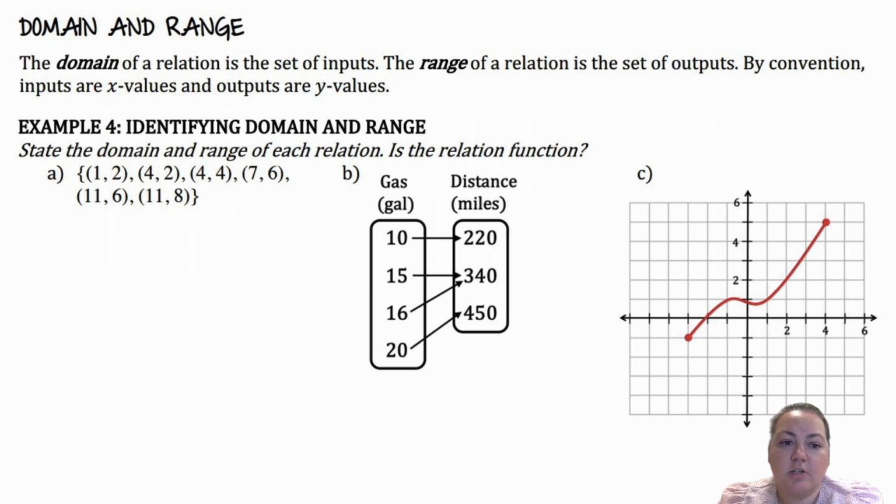Domain and range. The domain of a relation is the set of inputs, which are our x values. The range of a relation is a set of outputs. So inputs are your x values, outputs are your y values.